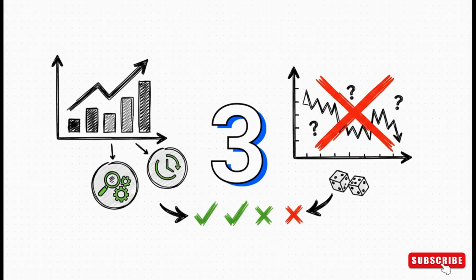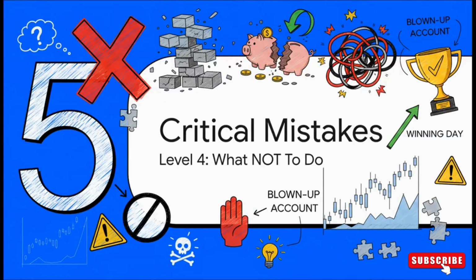But let's be realistic. You're not always going to get all 5 factors to line up perfectly. So here's the hard and fast rule, and this is non-negotiable. You must have a minimum of 3 of these factors aligned before you enter a trade. Anything less than 3, and the statistical edge just vanishes. You're not trading a system anymore. You're just gambling.